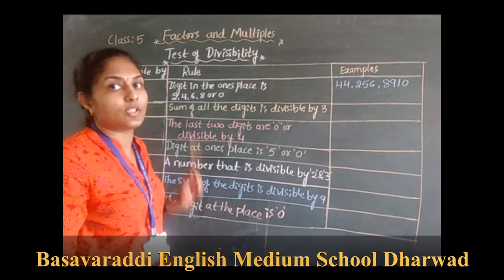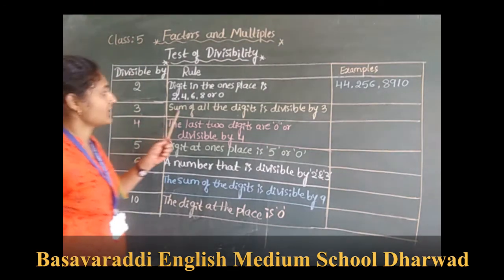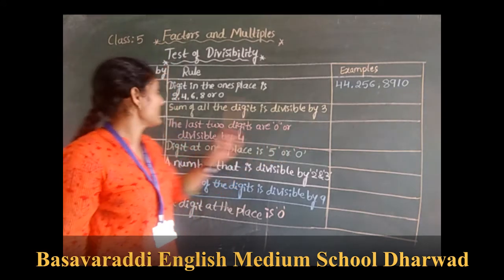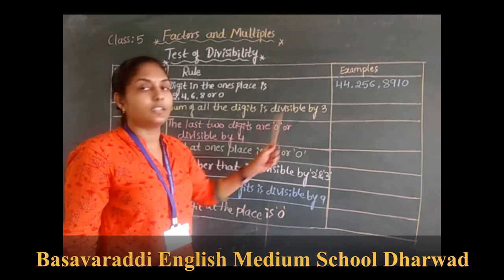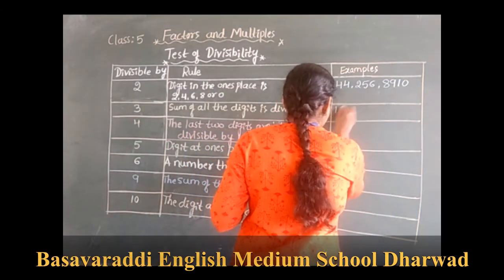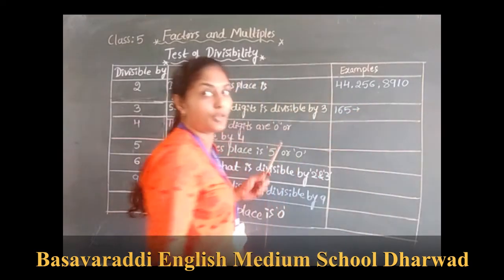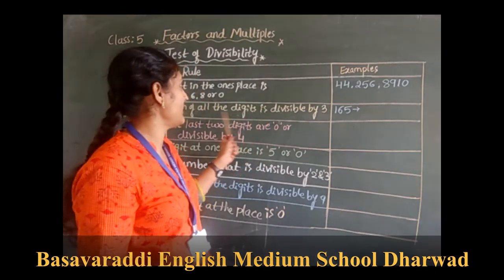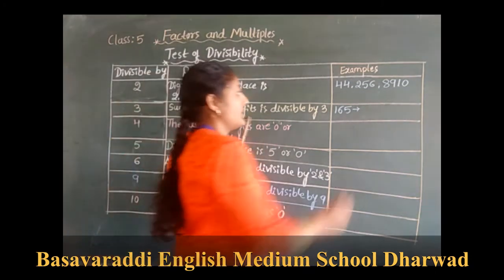Okay, next, go to the second rule, divisibility by 3. The sum of all the digits is divisible by 3. That means, for example, 165. We have to check whether 165 is divisible by 3 or not. So, what is the rule? The sum of all the digits. So, add all the digits.